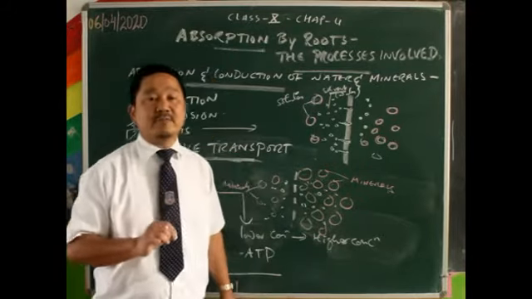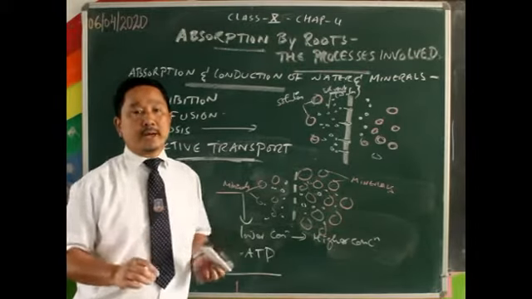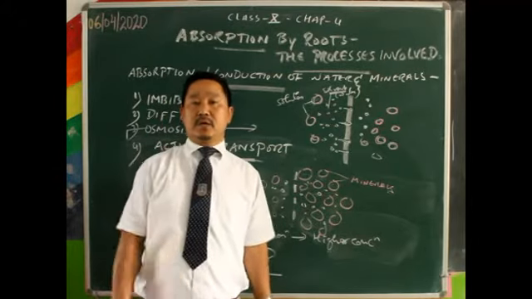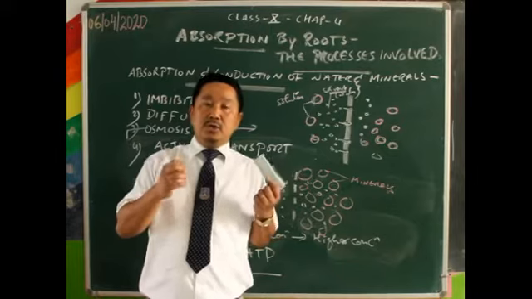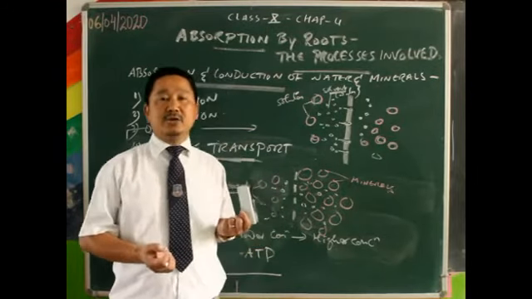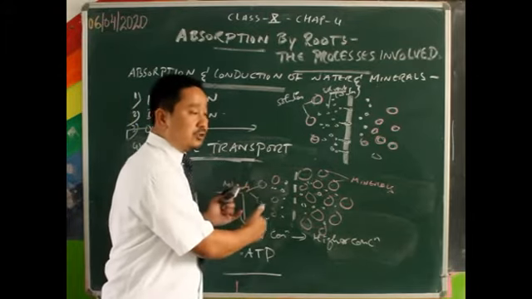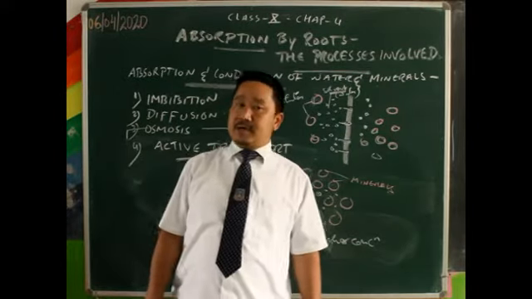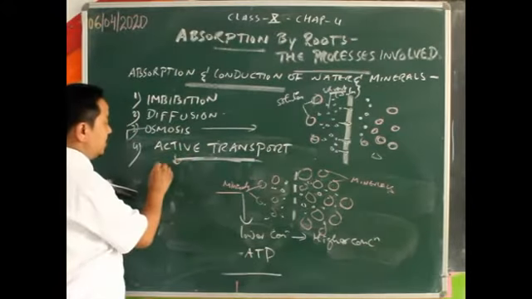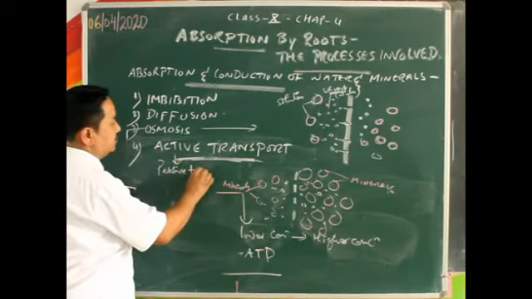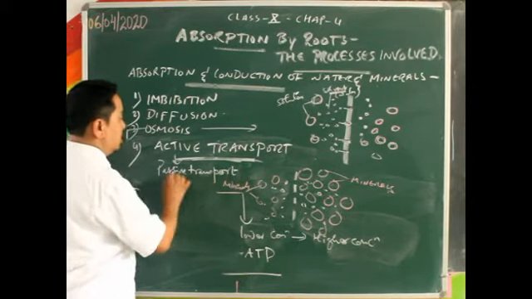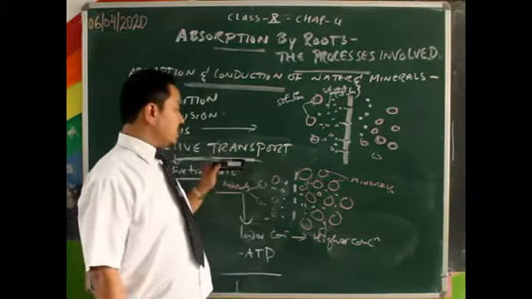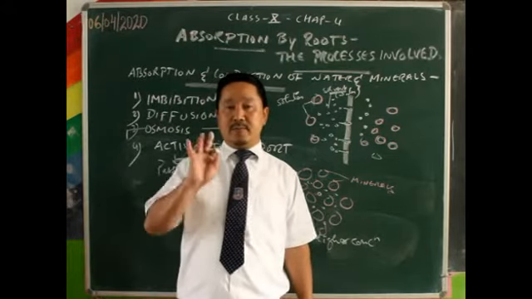So this particular phenomenon is called active transport, where the minerals are absorbed from lower concentration to higher concentration at the expense of energy called ATP, adenosine triphosphate. So this is called active transport. Okay, just opposite to this we have passive transport also. Sometimes the question comes, what is the difference between active transport and passive transport? Passive transport is just opposite to active transport, where no energy is needed. Remember, no energy is needed.